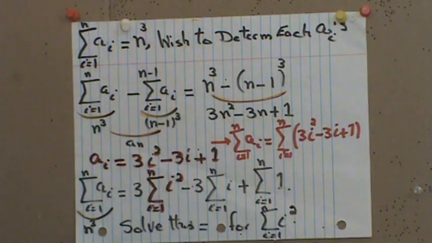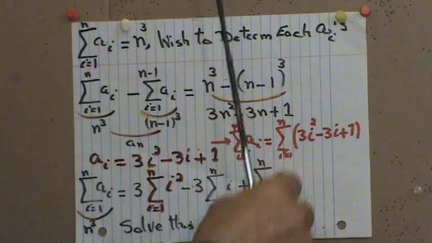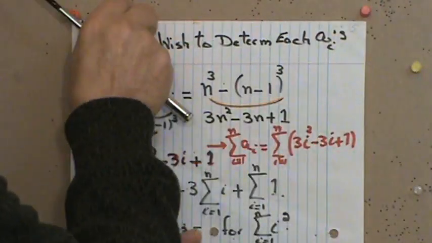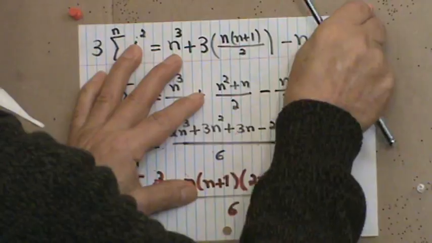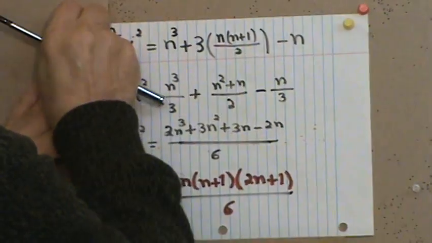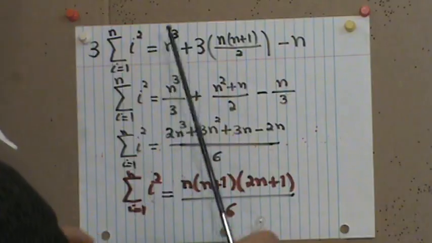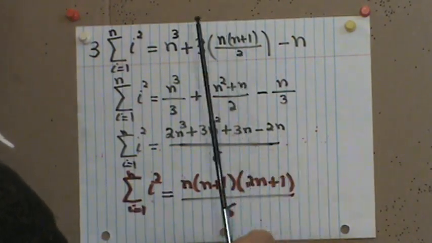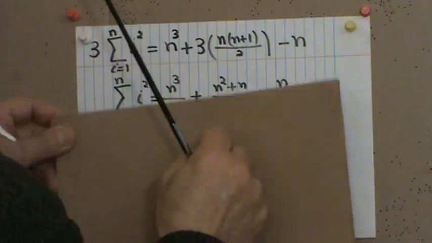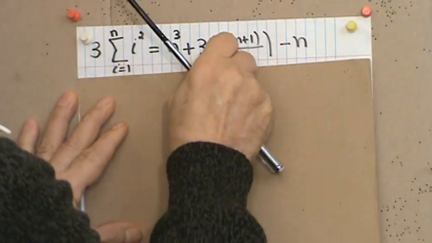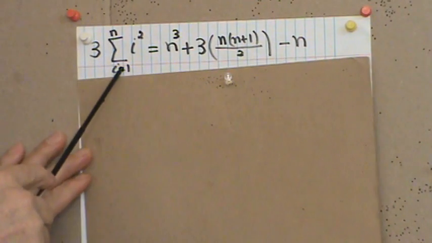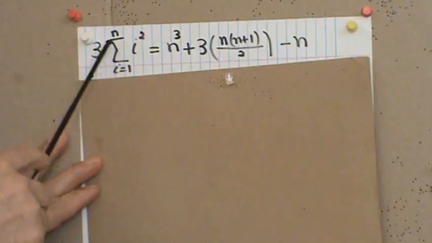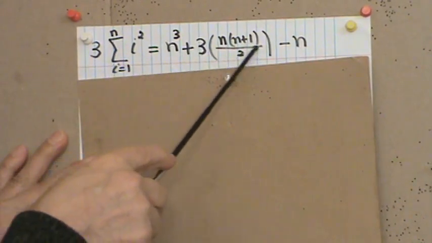So we go now to the next. Very similar to the previous lecture. Okay, now let's go to this one. So we are solving for the summation from i equals 1 to n of i squared. We are solving for that. Then we end up with this one.